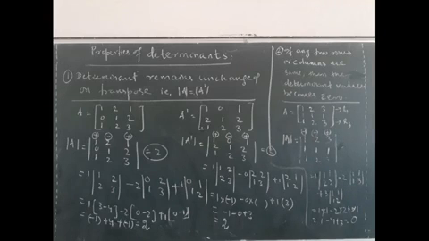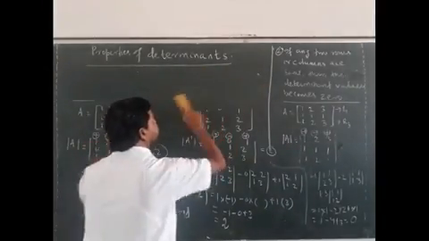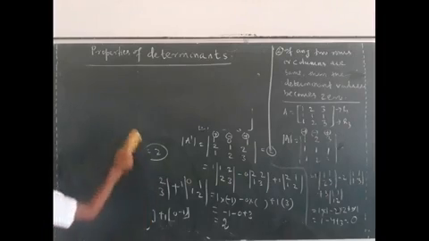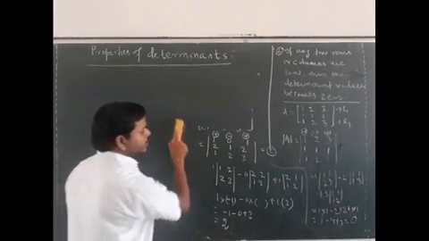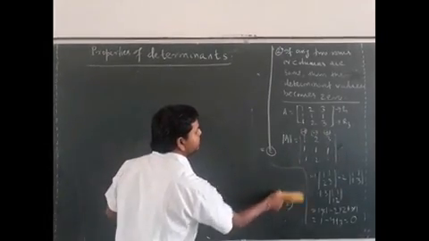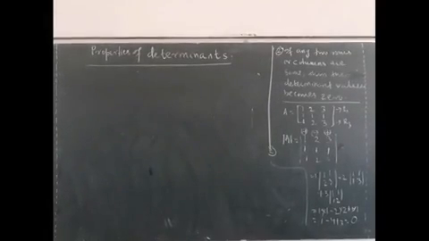Now let me see the third property. The third property suggests that if the elements of any two rows or two columns are not equal but proportional, then also the value of the determinant becomes 0. Right? So let me discuss this one.